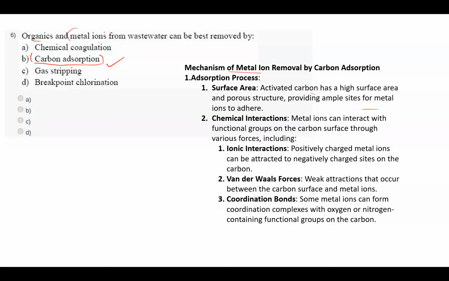In the previous class this was the doubt. Metal ions can be removed by this adsorption. It is possible, it is way more possible. Carbon adsorption will adsorb organics as well as metal ions. You can see how the metal ions interact with the activated carbon and how they are adsorbed. Different chemical interactions are also given, you can read. So the answer is carbon adsorption only.